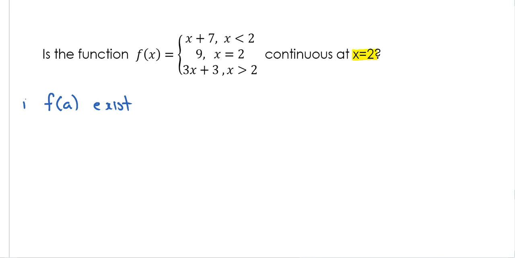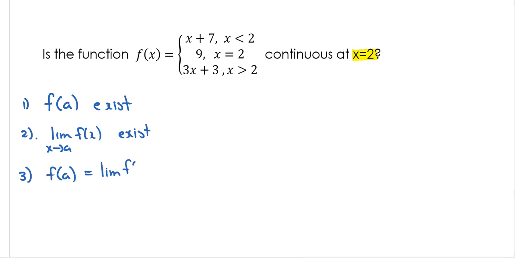That's condition number one. And for condition number two, the limit as x approaches a from the left-hand side and the right-hand side, so the limit must exist. And if the limit exists and if f of a exists, then the final condition was f of a must equal the value of your limit. In order to do this question, you must satisfy all three of these conditions. Okay, so let's get started here.